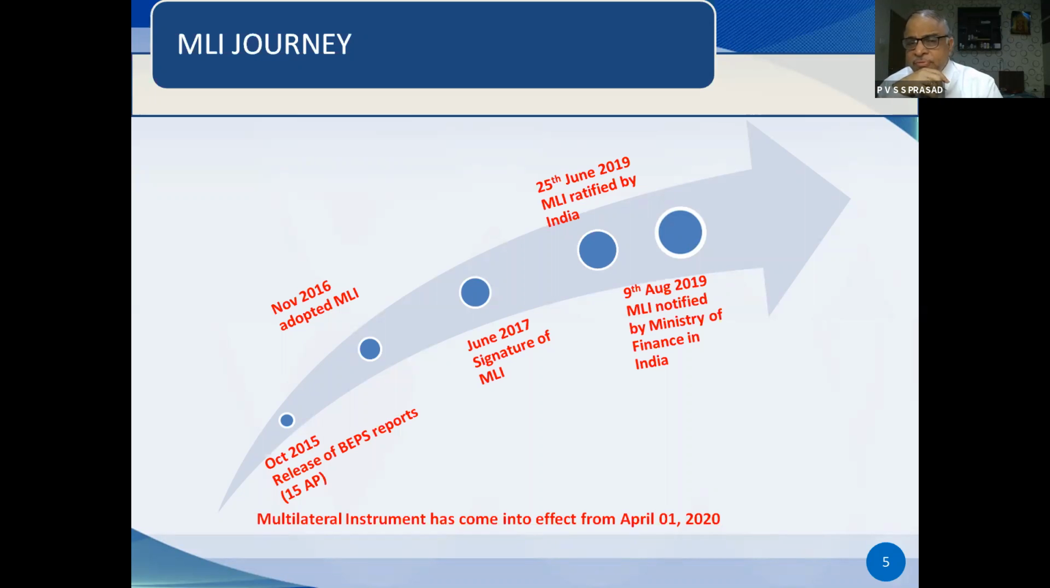And then on 25th June 2019, MLI was ratified through the legal process in India. And on 9th August 2019, MLI was notified by the Ministry of Finance, and it became effective from 1st of April 2020. So we need to know how MLI is going to operate now.